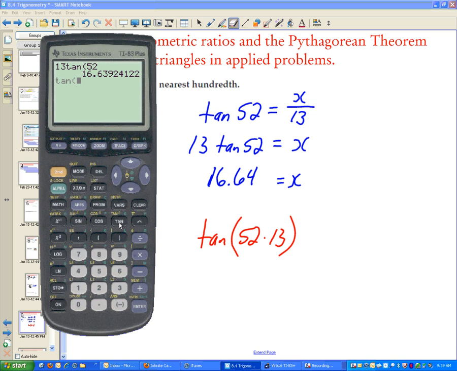So look what happens. Let me do that first. So look, that's what the tangent of 52 is, and then multiply that by 13, and that gets us the same answer, doesn't it? So that works. And if I multiply 52 times 13 and get that, and then take the tangent of 676, nowhere near the same thing. Okay? So it doesn't work that way.